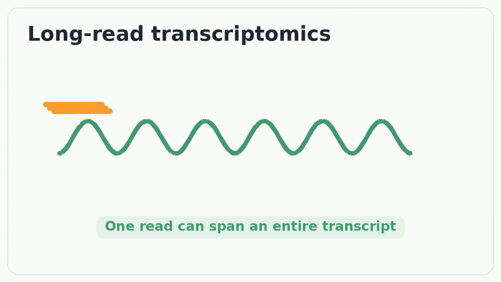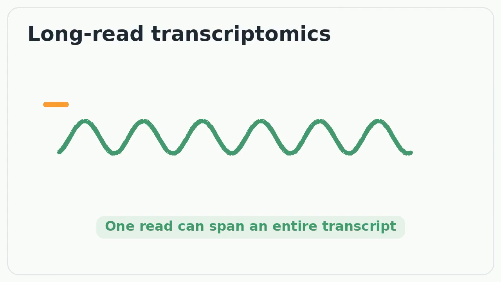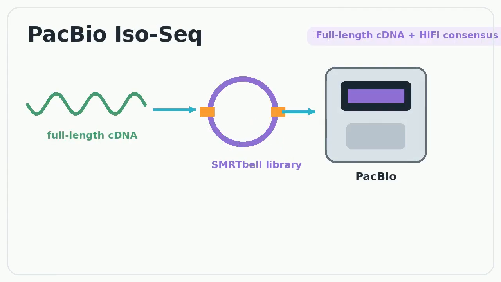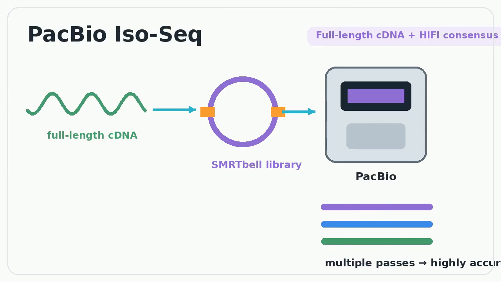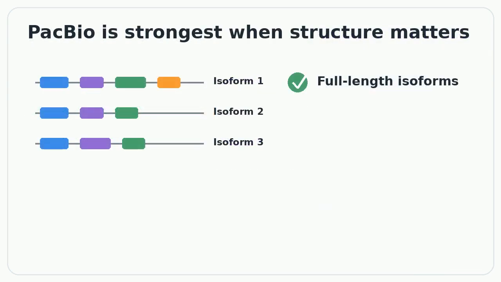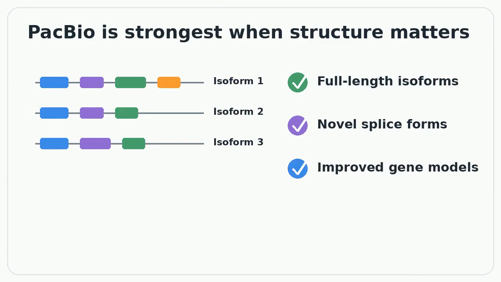PacBio Iso-Seq sequences full-length complementary DNA molecules. Repeated sequencing of the same circular molecule produces highly accurate HiFi reads. This makes PacBio particularly powerful for discovering novel isoforms, identifying alternative splice sites, and improving genome annotation. However, PacBio Iso-Seq requires high-quality RNA and complementary DNA library preparation. It generally produces fewer reads than Illumina and may cost more per sample. It is therefore most valuable when accurate full-length transcript structures are the main objective.